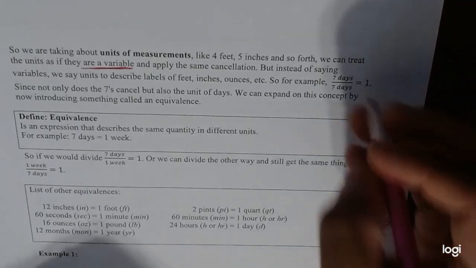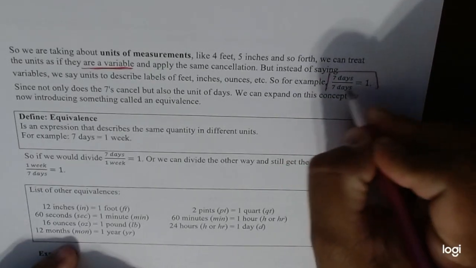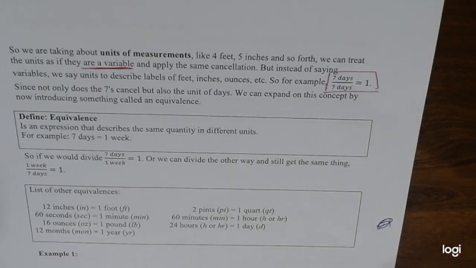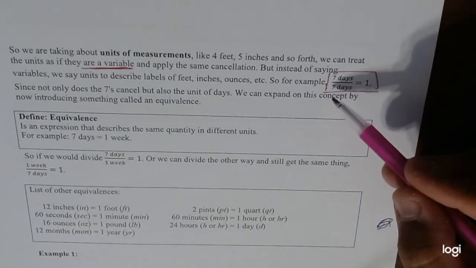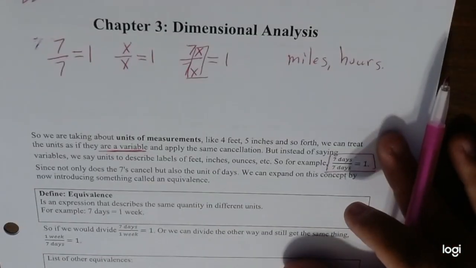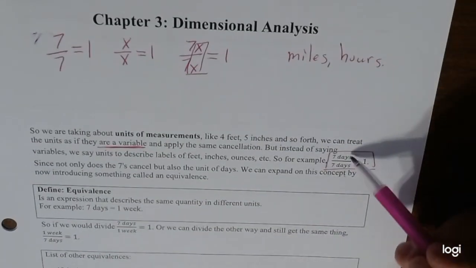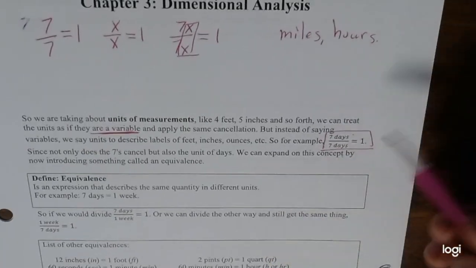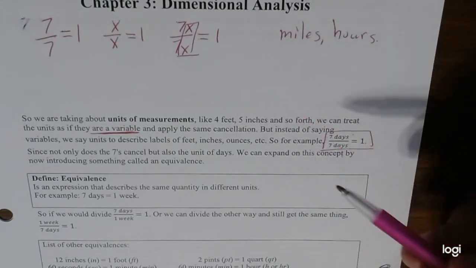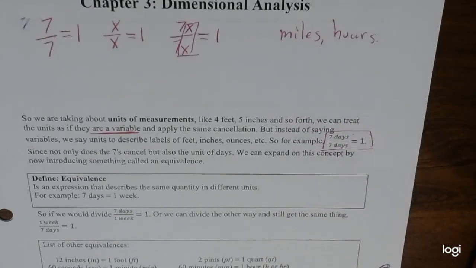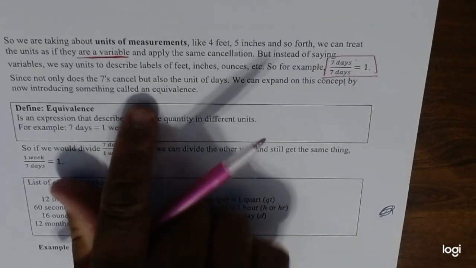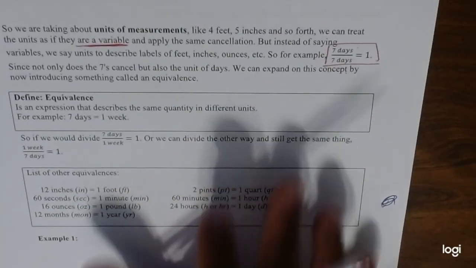So for example, we have 7 days over 7 days equals 1, because the 7 over 7 cancel out, and the days over days cancel, just like x over x cancels to 1. So that's what it means. For the entire semester, whenever you see a unit, treat it as a variable, and you can cancel it just like a variable itself, okay? That's what's actually happening here.